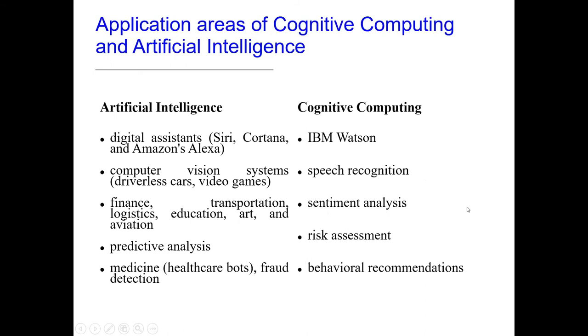So these are the application areas of artificial intelligence. Amazon Alexa, Siri, and all these digital assistants come under the applications of artificial intelligence, as do computer vision, driverless cars, self-driving cars, video games, even finance, transport, logistics, art, education. You have a lot and lot. The application areas of artificial intelligence are innumerable. And most importantly, in medicine, because of COVID-19, we have come to a stage of appreciating artificial intelligence, where human beings cannot go and do things, so that robots can do them. The mechanism of operating these robots is actually artificial intelligence.